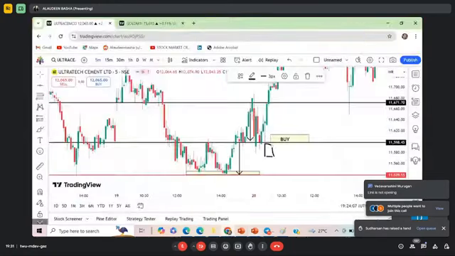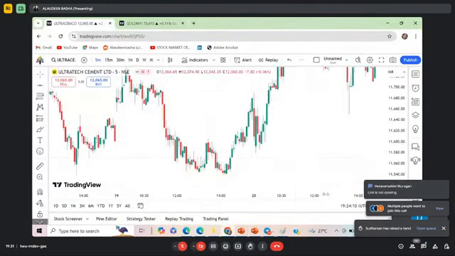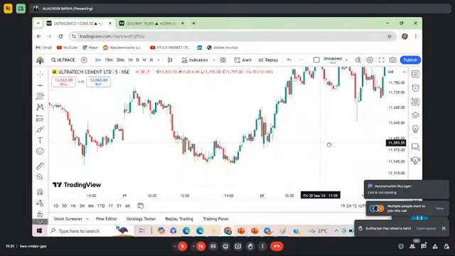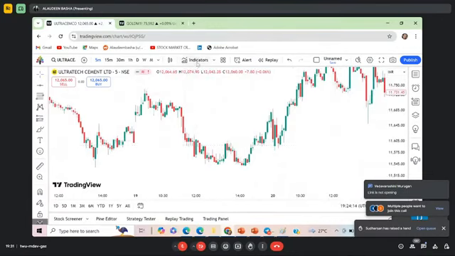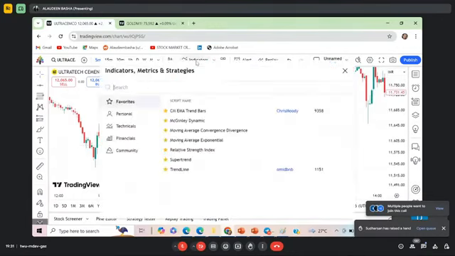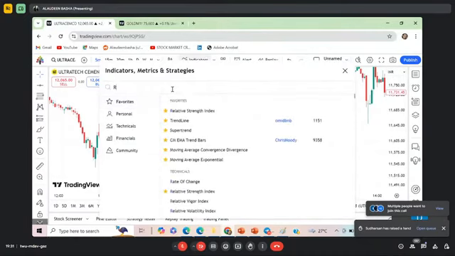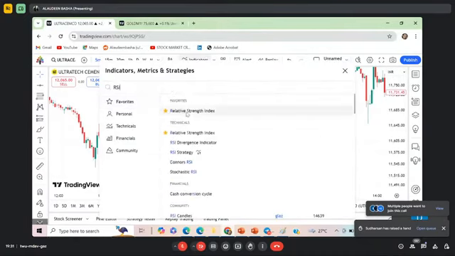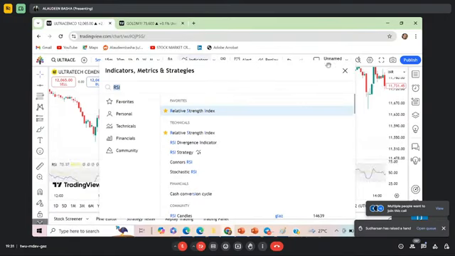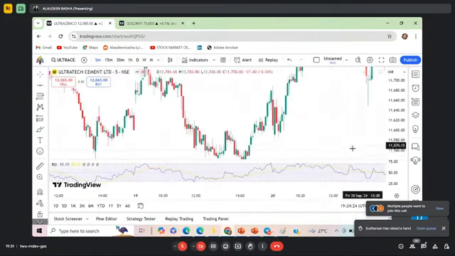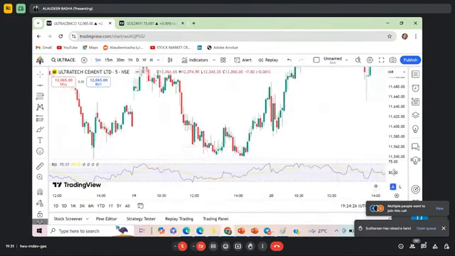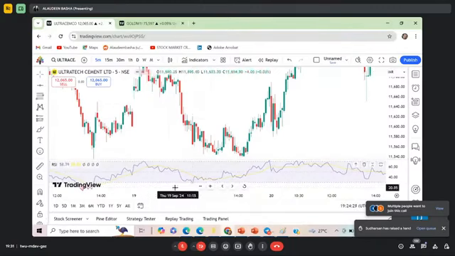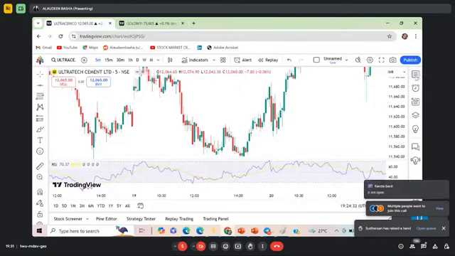Let's go one by one. First one is RSI. Just remove all this; we'll take Ultratech, there is no issue. Type RSI, it is the Relative Strength Index. I just click this indicator. Here the indicator clearly shows some default values, from 20 to 80.